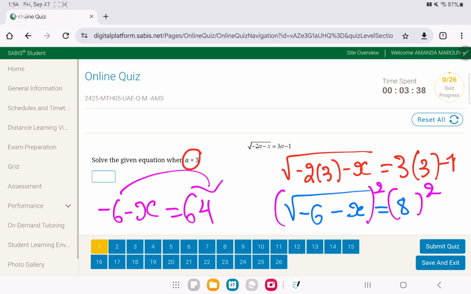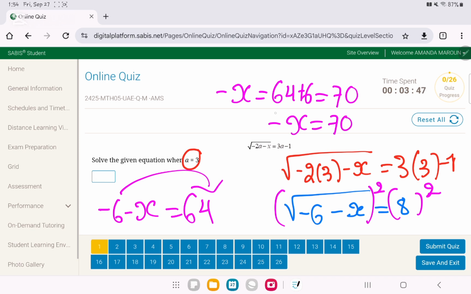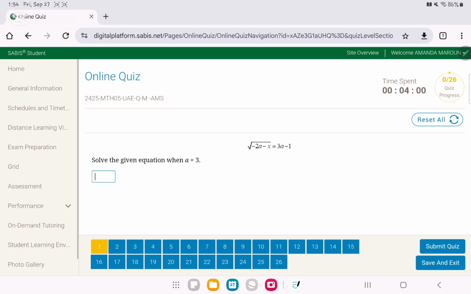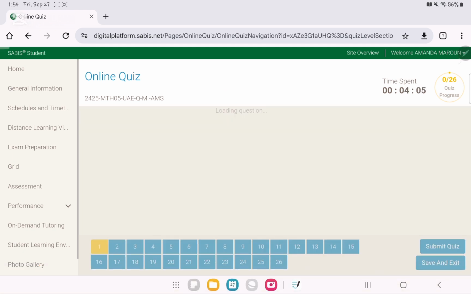So let's move 6 to the other side. We will get minus x is equal to 64 plus 6, which is 70. So minus x is equal to 70. Then we need positive x, so we are gonna remove the minus here and put it here. So positive x is gonna be equal to minus 70. So the given equation, the solution is minus 70.